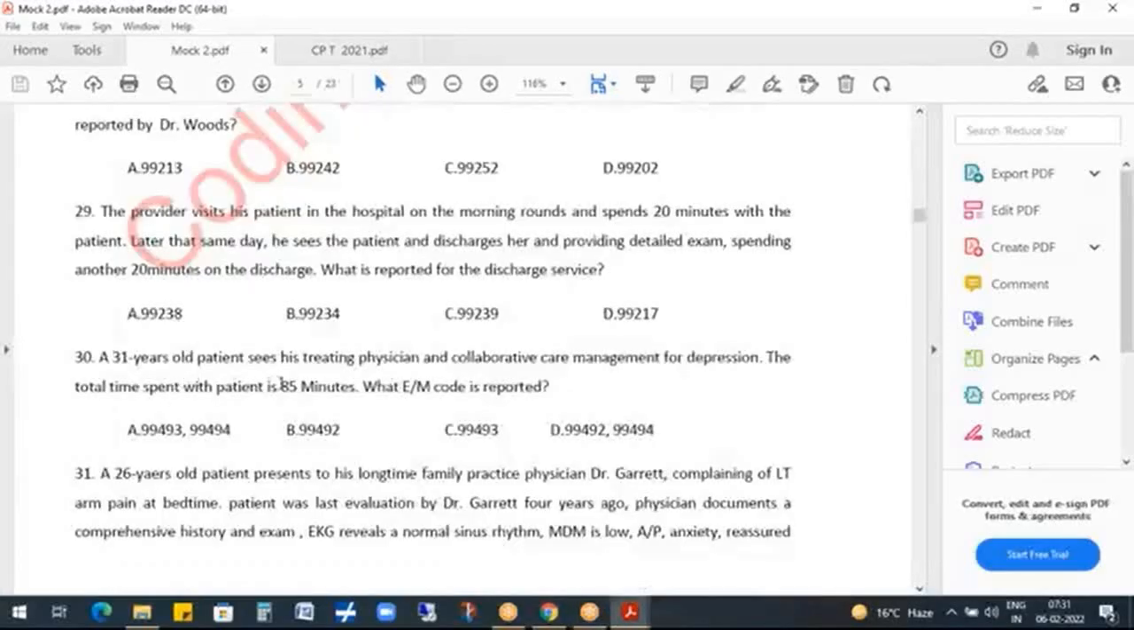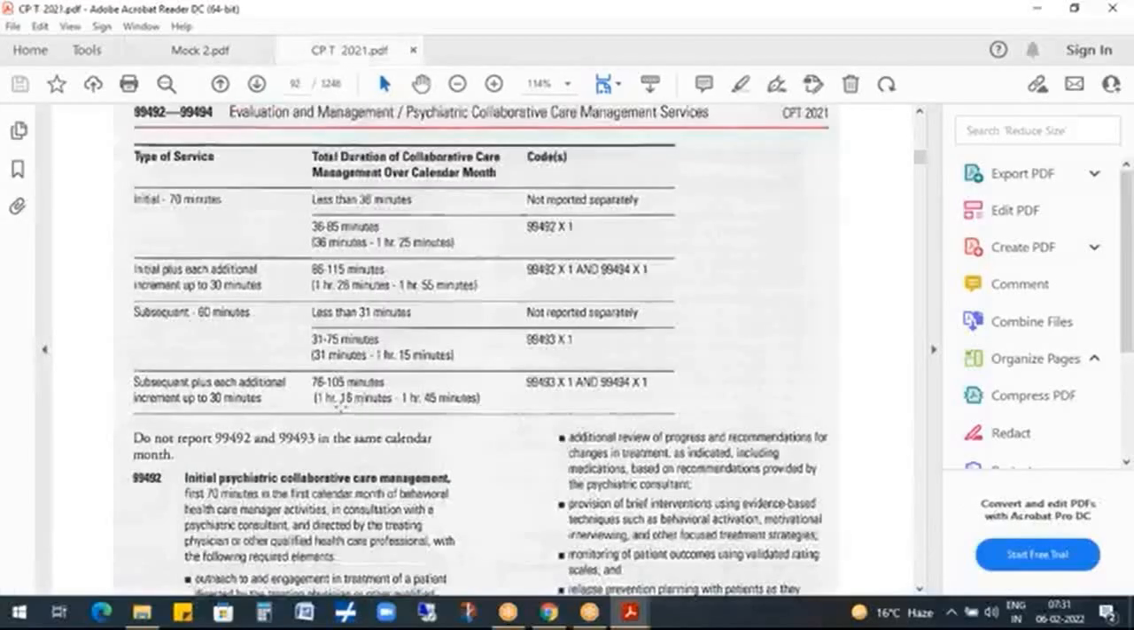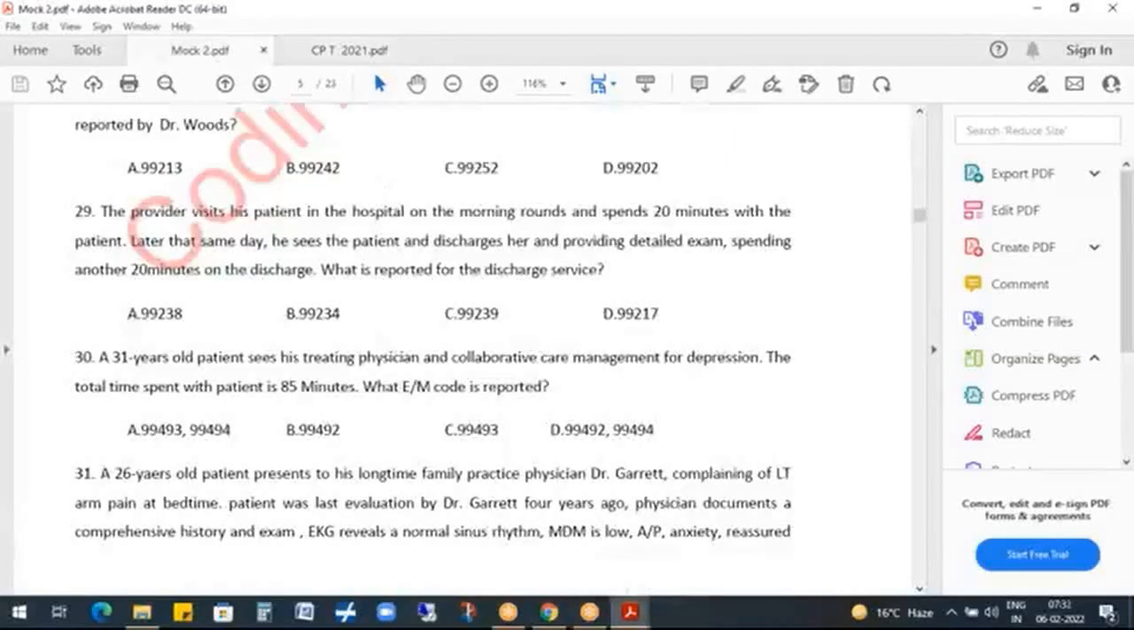If you see, sir, a 31-year-old patient sees his treating physician, the total time spent with the patient is 85 minutes, right? Here is the 85 minutes. 99492. Okay. 99492, where is it? Option B. Yes, sir.